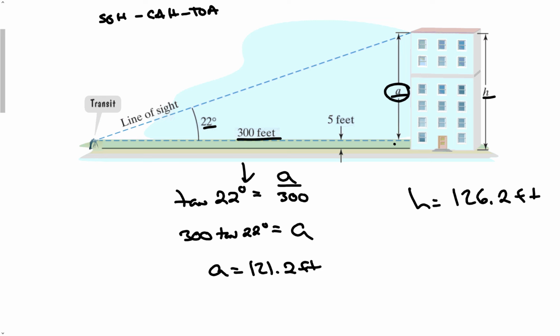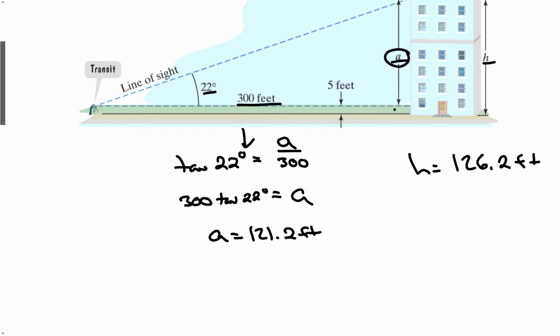Now, if your calculator was in radians, you would have gotten a really weird answer, like 300 times the tangent of 22 would have given me 2.6. That doesn't make a lot of sense. This building is probably not 2.6 feet high. So especially if you get a really, really big answer or a really small answer, definitely check to make sure you are in the right mode.